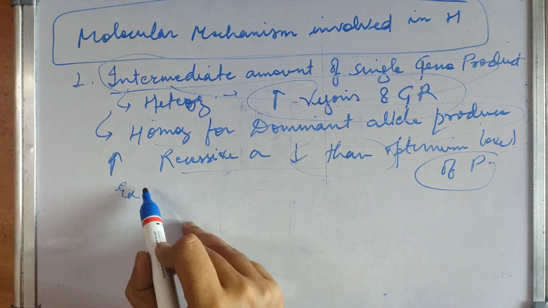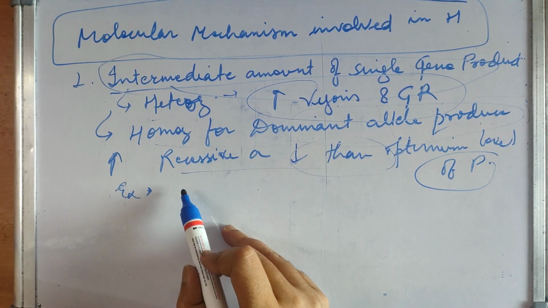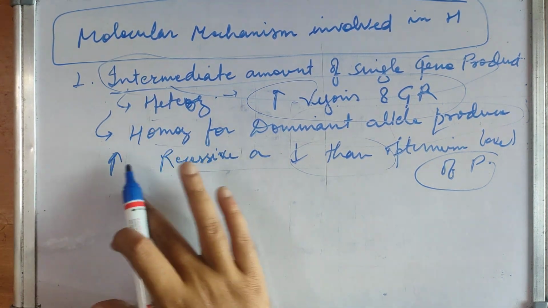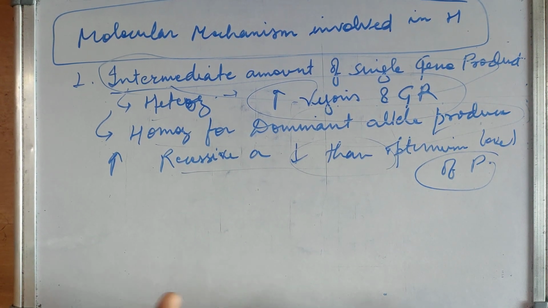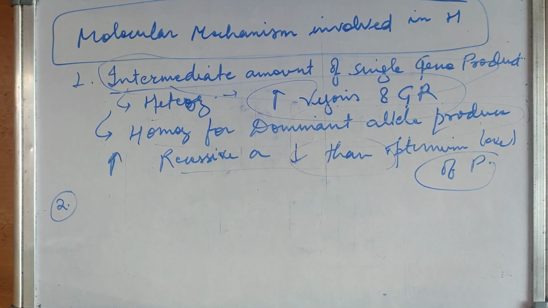This can be seen in bread mold Neurospora. No, sorry, this is not an example related to breeding or agriculture from a crops point of view. I don't think we should take it.